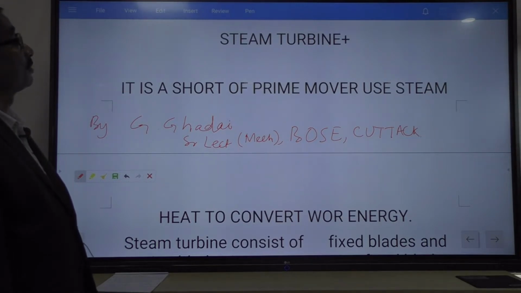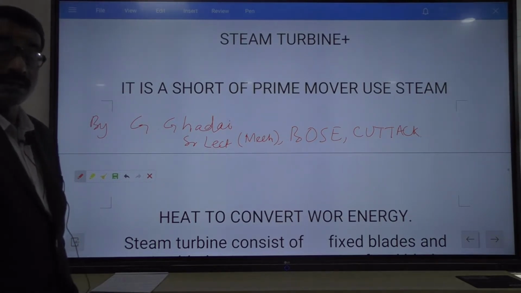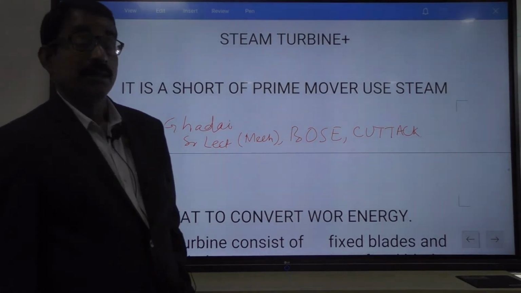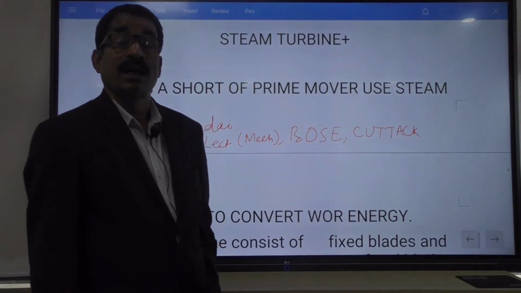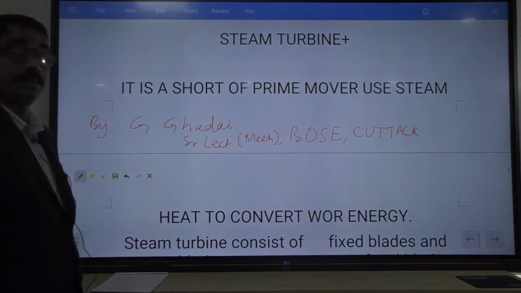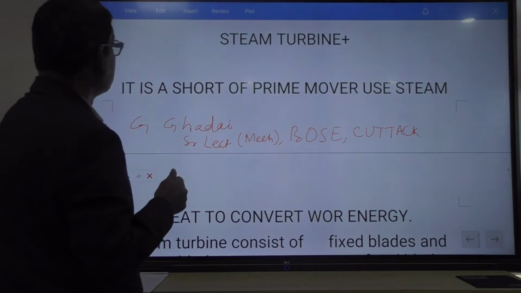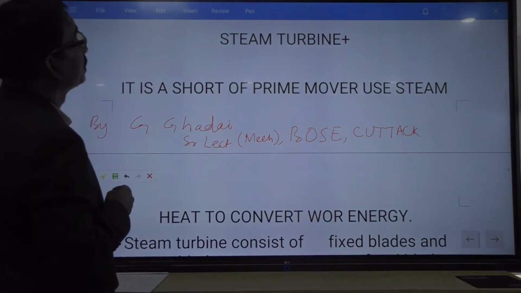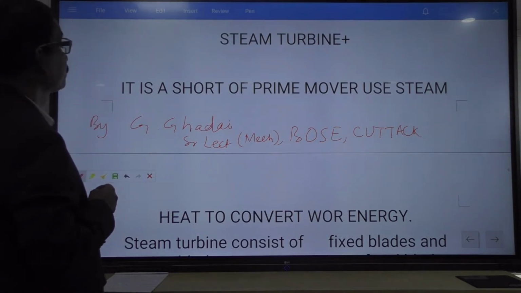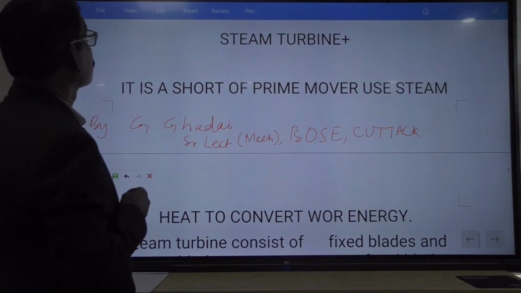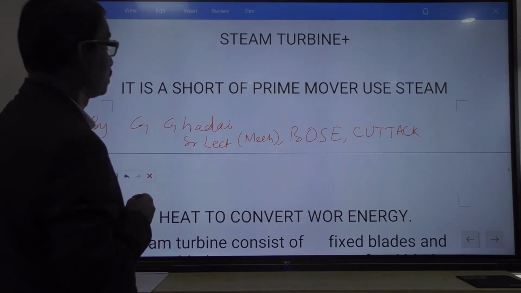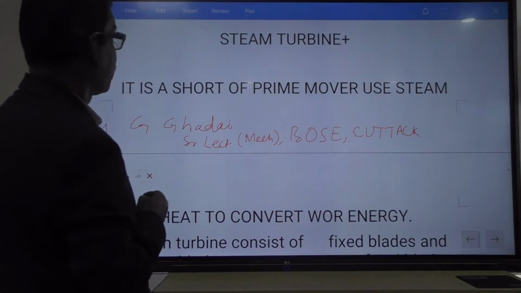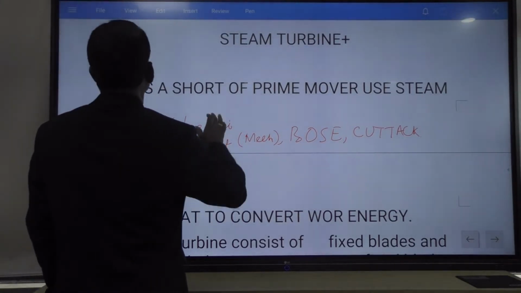In the last class, we discussed the Rankine cycle, that is the thermodynamic cycle of the thermal power plant. In the thermal power plant, the steam turbine is the main component of the Rankine cycle. It is a sort of prime mover. Now, I will draw the Rankine cycle, the TS diagram.